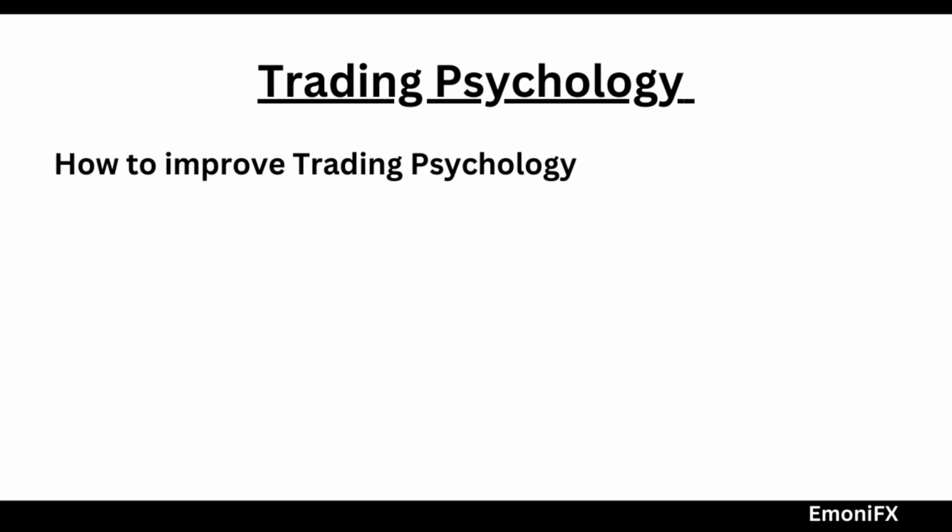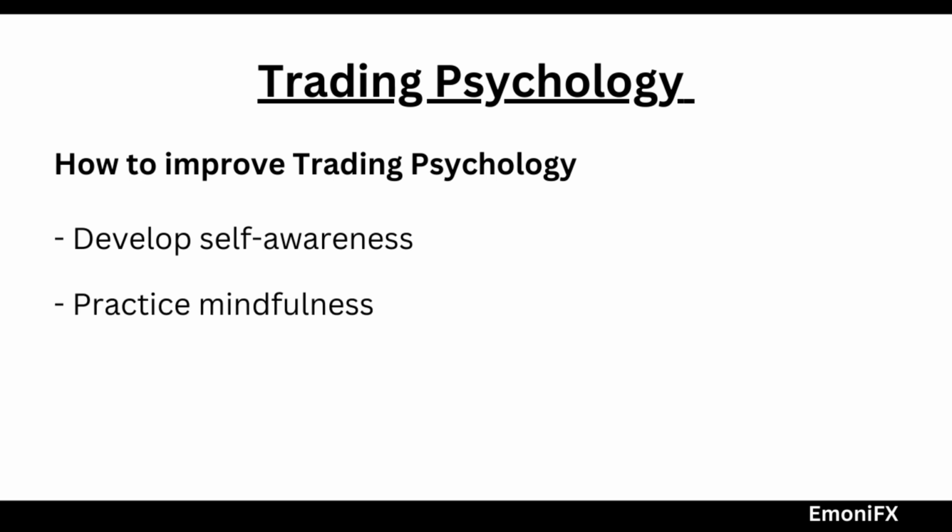Now, how can traders improve their trading psychology? In order to improve your trading psychology, you have to develop self-awareness. This simply means understanding your strengths and your weaknesses. Number 2 is practice mindfulness. From time to time, you have to take breaks to reflect on your trading. So let's say you take a lot of trades from Monday to Friday. On the weekend, you can simply reflect on your trading. By reflecting on your trades, you're going to know if you're trading too much, if you're trading too many currency pairs, and things like that. Number 3 is to establish trading rules. You have to follow a trading plan and stick to it.